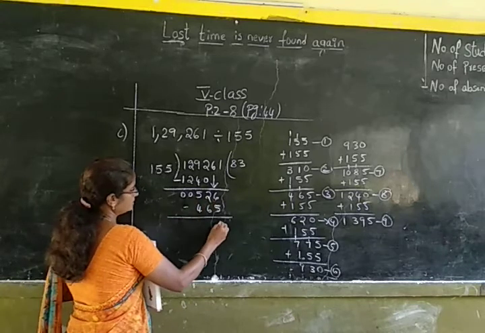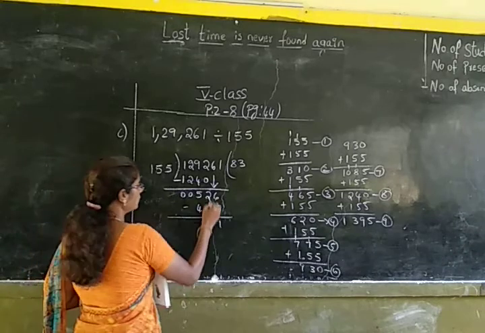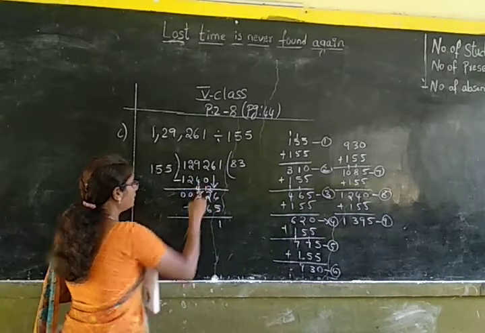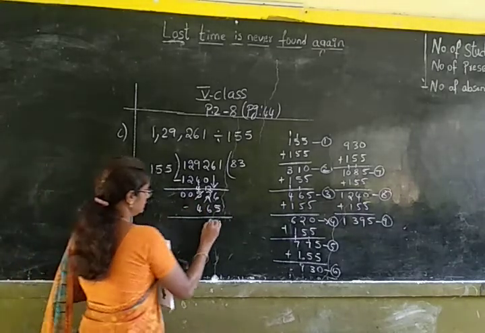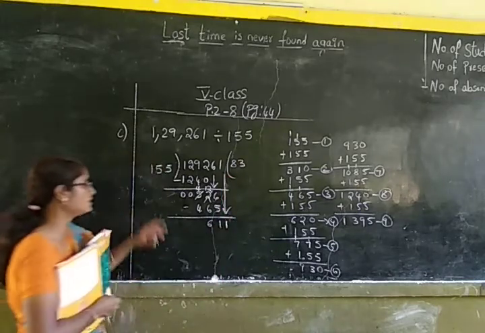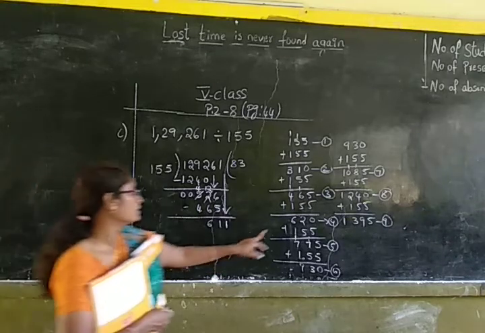6 minus 5 is 1. So you can't subtract 6 from 2, so you have to borrow. 2 will become 12 and 5 will become 4. 12 minus 6 is 6. Now you have to bring down 1. Now you have to see how many times 155 goes in 611.